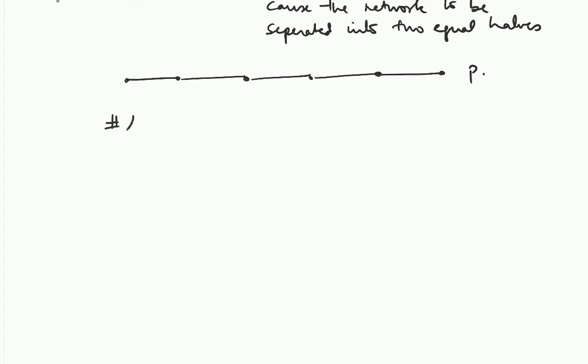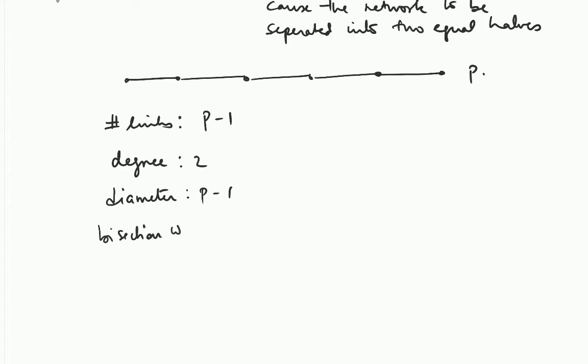Right, so what is the number of links? Degree, max degree, 2. The diameter, in terms of p, is p minus 1. And finally the bisection width. We already spoke about this, this is 1, okay.